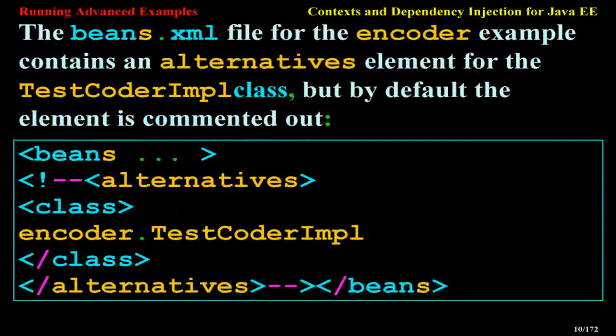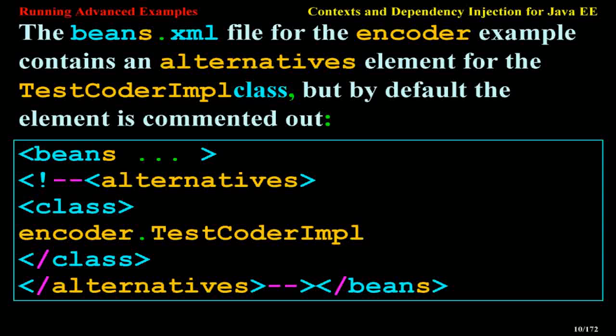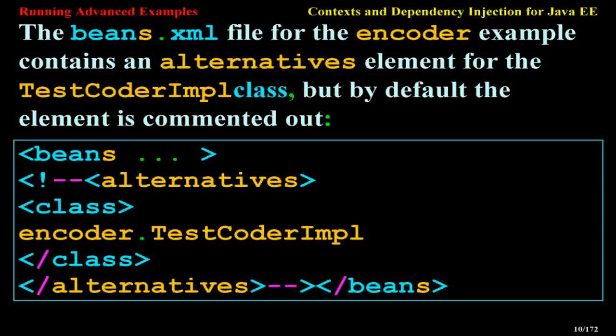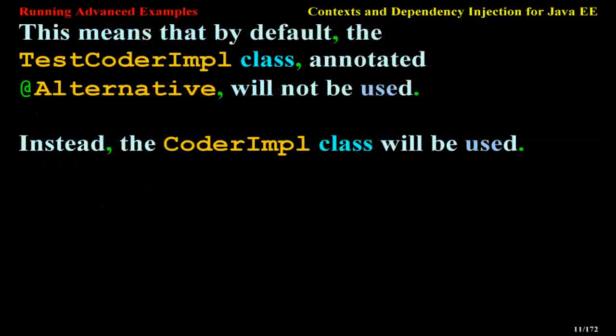The beans.xml file for the encoder example contains an alternatives element for the TestCoderImpl class, but by default the element is commented out: beans, alternatives, class, encoder.TestCoderImpl, class, alternatives, beans. This means that by default, the TestCoderImpl class, annotated @Alternative, will not be used. Instead, the CoderImpl class will be used.